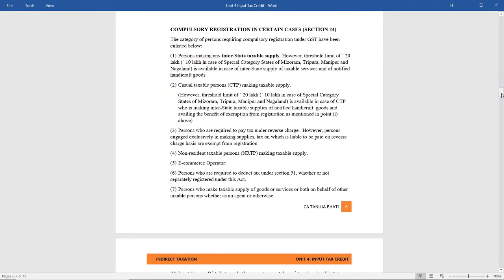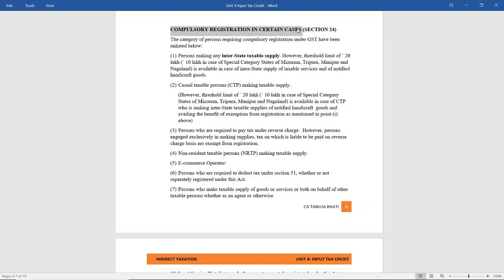Now section 24 talks about compulsory registration in certain cases. Now, what do you mean by compulsory registration? Compulsory means you have to mandatorily get yourself registered. Now, who are those? Any person who is making interstate supply. If any person is making any interstate taxable supply, he has to get himself registered. So irrespective of the threshold, here the threshold will not apply. Threshold means, you all know, it is 40 lakhs in case of goods, and if the turnover exceeds 20 lakhs in case of services, then that person has to get mandatorily registered under GST.